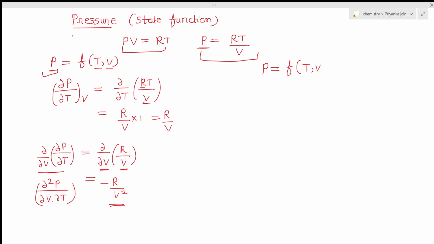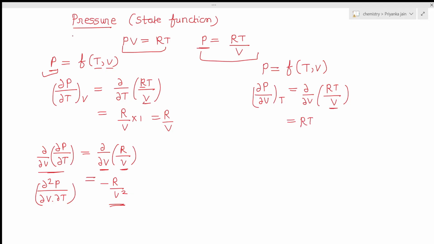We know P is a function of T and V. So we can do the differentiation of pressure with respect to volume first, keeping the temperature constant. Okay. So our term is P = RT/V. So write here ∂/∂V (RT/V). Here RT will be constant, so it comes outside.